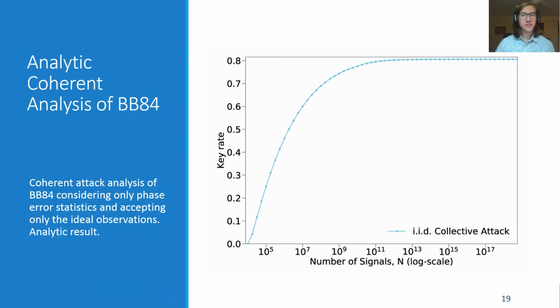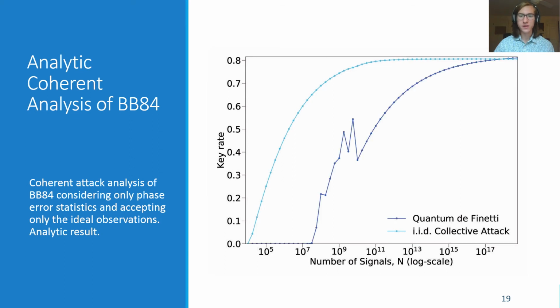As all of our examples will be presented using IID collective attack, it's important to quickly go over the difference between the results for that and the results for coherent attack analysis. Therefore, we'll present the simple BB84 for these different cases. So here we have the IID collective attack. Now we have the quantum de Finetti theorem.